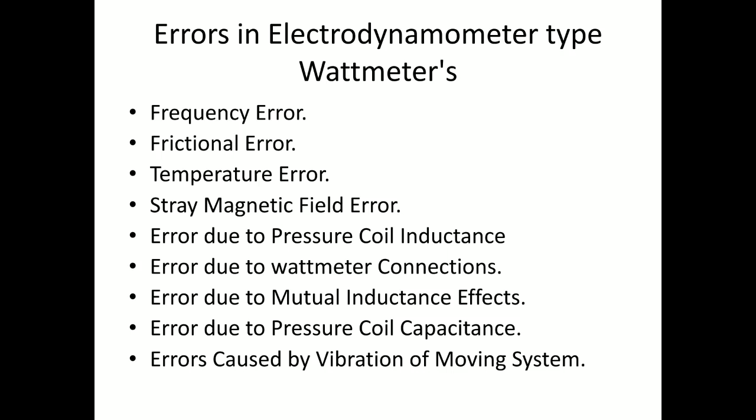out of which frequency error, frictional error, temperature error, stray magnetic field error we have already covered in our previous lectures. So in this we are basically focusing on new types of error which occur especially in case of wattmeter, such as how the reading of wattmeter is going to change due to the inductance of pressure coil, then what are the different types of wattmeter connection which influence the reading of wattmeter. Those types of errors we are going to discuss in this lecture.